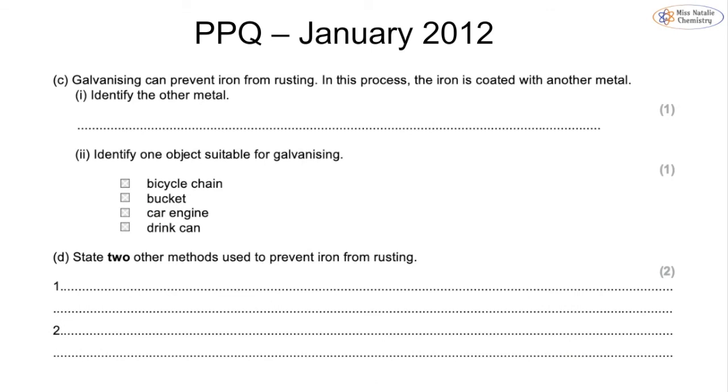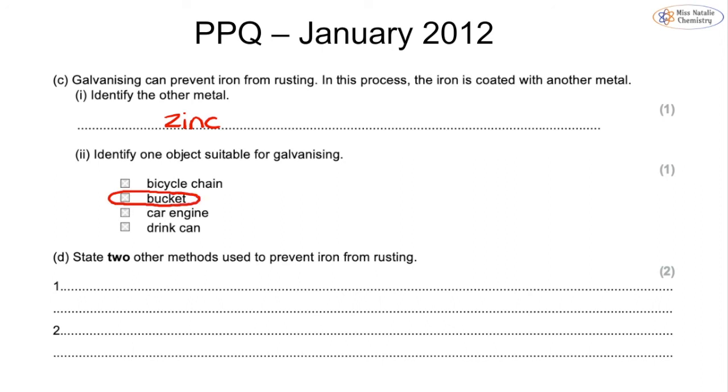And galvanizing can prevent iron from rusting, and in this process the iron is coated with another metal. Identify the other metal. Well, for galvanizing it has to be zinc. And identify a suitable object for galvanizing. We want it to be something that's going to come into contact with oxygen and water quite regularly, and it shouldn't be anything that is too large as well. So the best answer here is going to be a bucket.